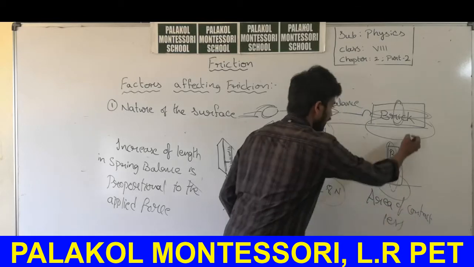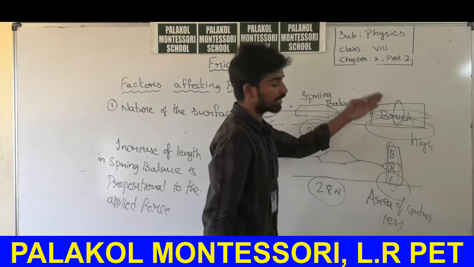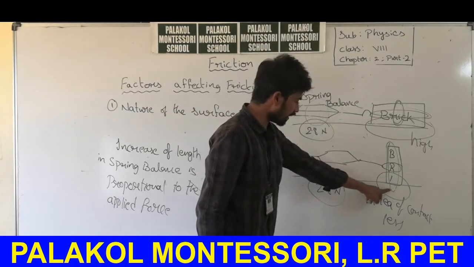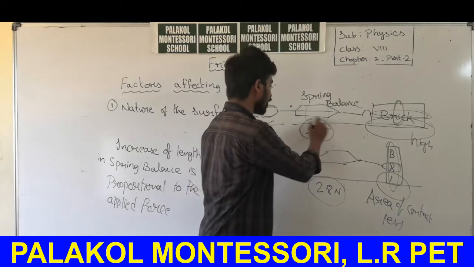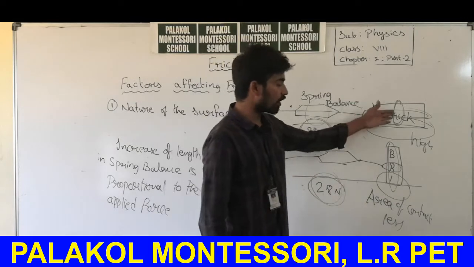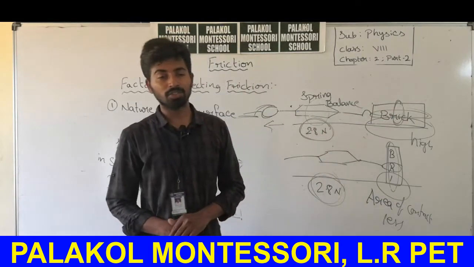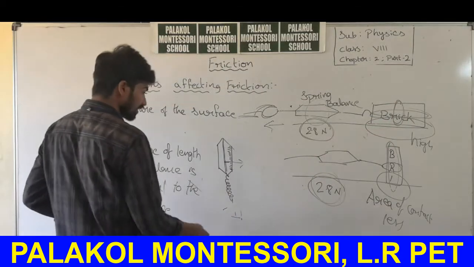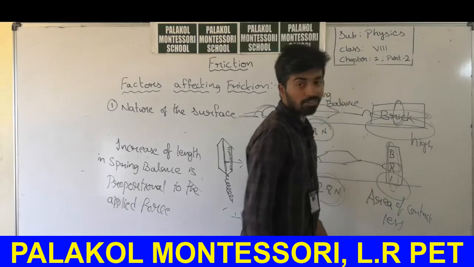In one case the area of contact is high, with a high amount of area in contact with the floor. In the other case, a less amount of area is in contact with the floor. But what was the force you applied? 2.8. So, of course, the areas in contact are different, but the same amount of force was applied. What this says is the frictional force does not depend on the area of contact.